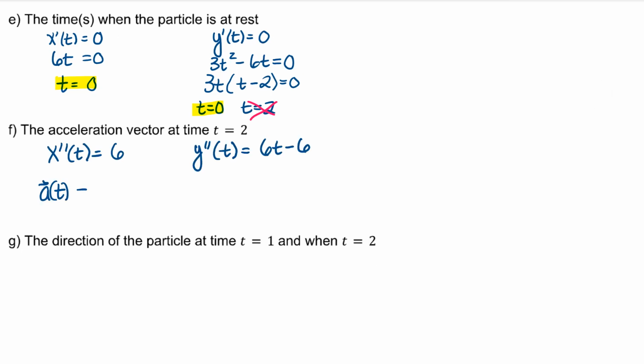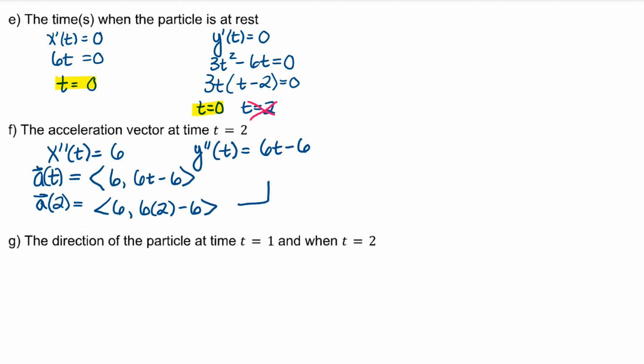The acceleration vector component form is 6, 6t minus 6, but I want the form of the vector when t equals 2. Making the component form of the acceleration vector at t equals 2, 6, 6.